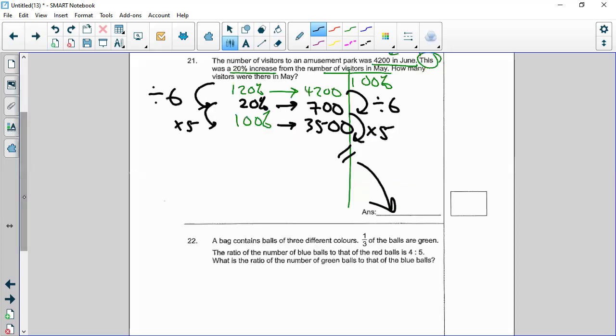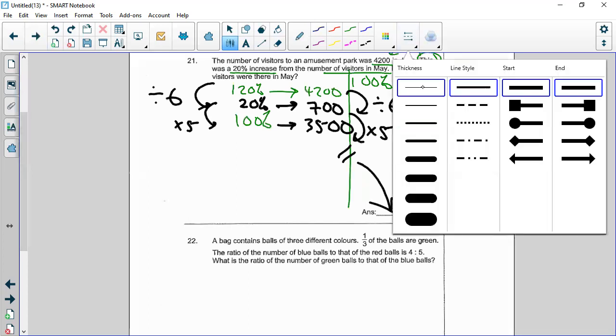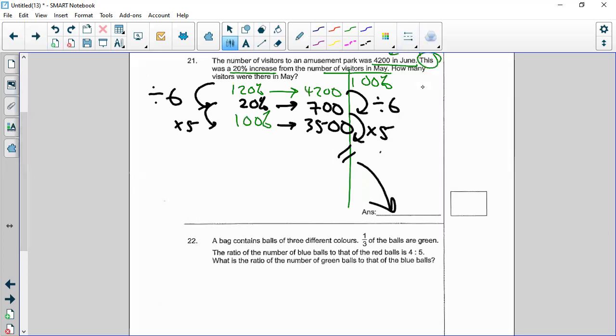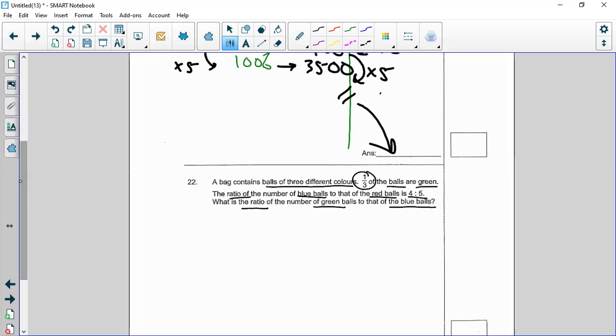Okay, question 22. Next one. Now we can talk about methods already. There's a fraction, there's a ratio. A bag contains balls of 3 different colors. 1/3 of the balls are green. The ratio of the blue to the red is 4:5. What is the ratio of the green to the blue? You can draw a model, but it will take more time, or you can use the ratio method because there's a ratio inside the problem.